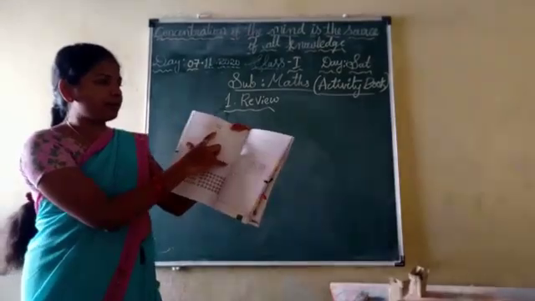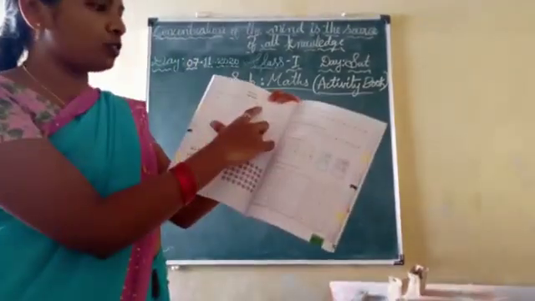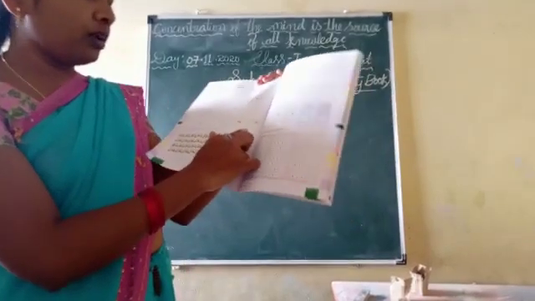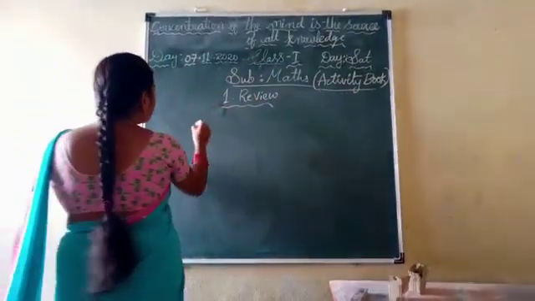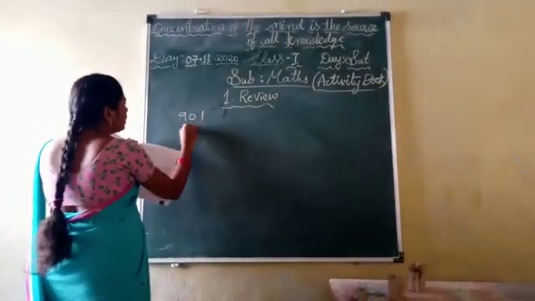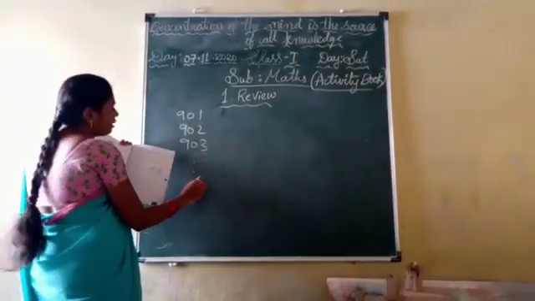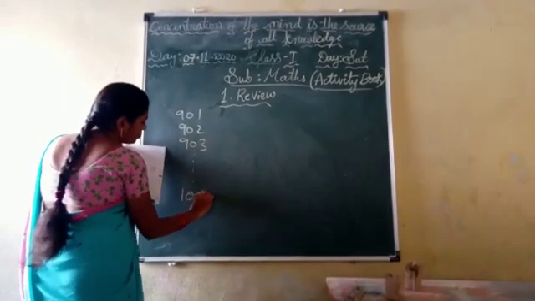Place the missing numbers from 901 to 1000. You have to write the missing numbers from 901 to 1000. That means 901, 902, 903. Like this you have to write numbers up to 1000.